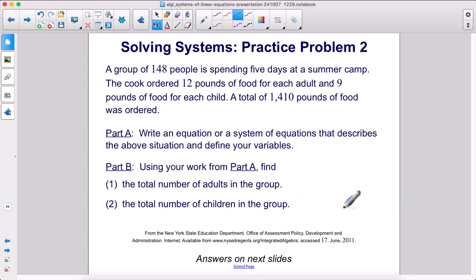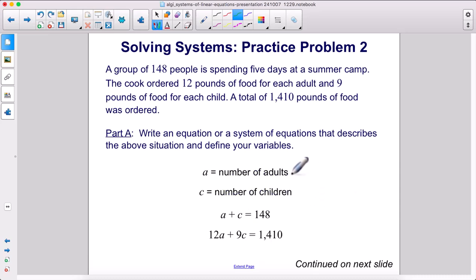A group of 148 people is spending 5 days at a summer camp. The cook ordered 12 pounds of food for each adult and 9 pounds of food for each child. A total of 1,410 pounds of food was ordered. Write an equation or a system of equations that describes the above situation and define your variables. Then, using your work from Part A, find the total number of adults in the group and the total number of children in the group.